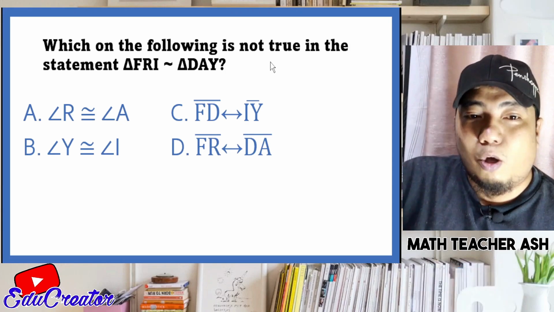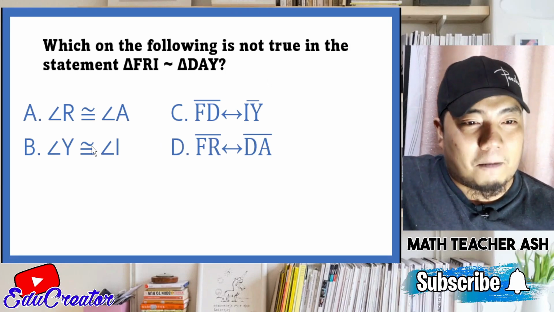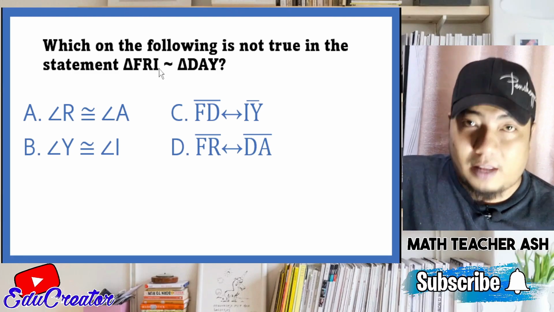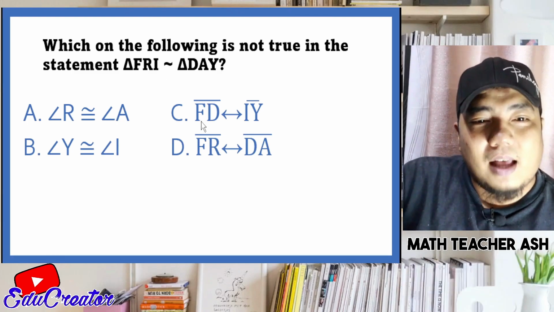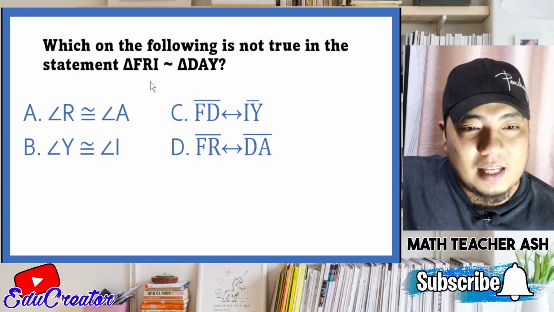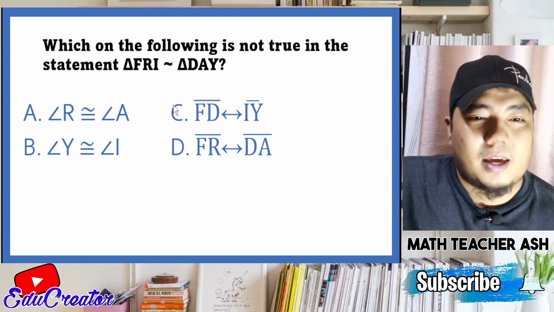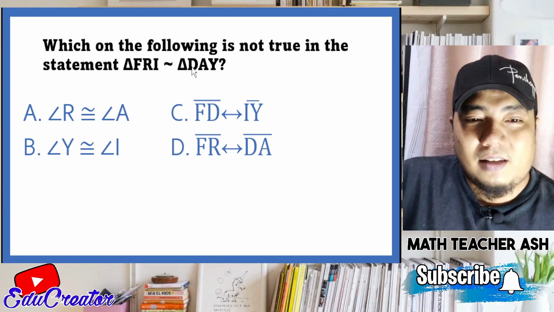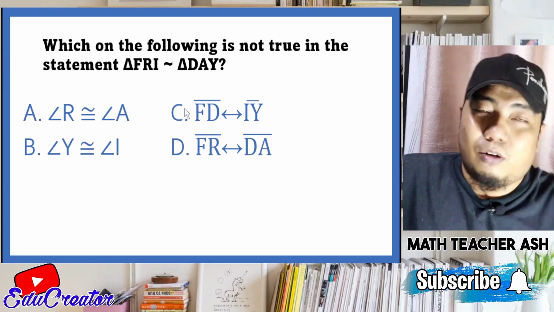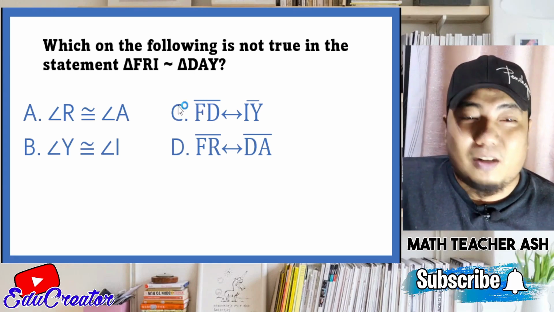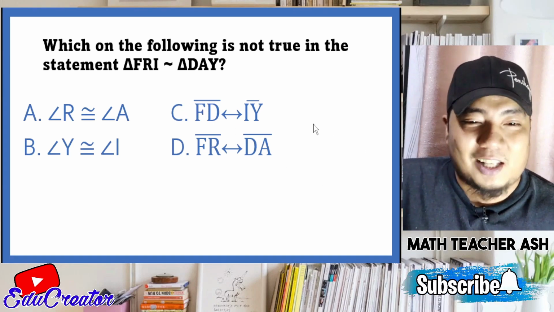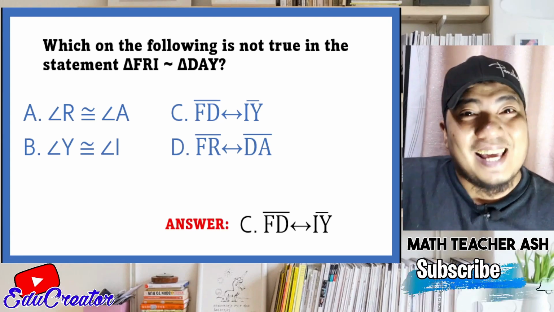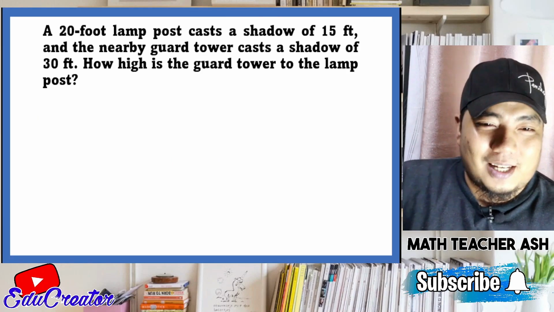But the question is, we will find the false statement here. How about letter B? Angle Y and angle I. They are also corresponding angles. That's correct. How about letter C? Side FD. FD can never happen, my dear math learners, because D is in the part of another triangle. So already we have identified the wrong statement here, and that is letter C. Let's check whether we are correct. All right, we are correct, my dear math learners. Easy, right? So now let us go to the next problem.